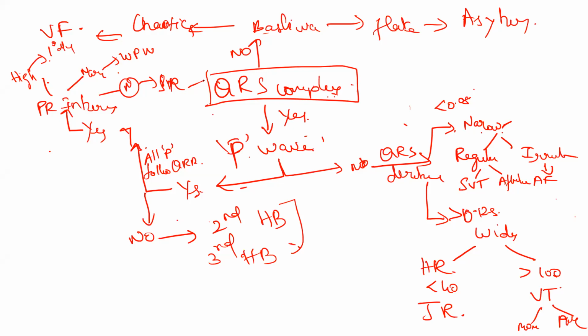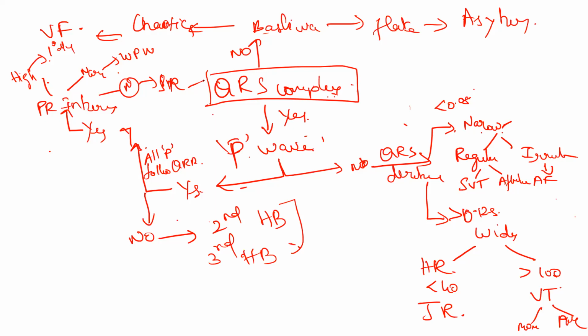Okay, now QRS complex is present. Next question you're going to ask is whether there is a P wave. If it is no, next question, what is the QRS duration? Narrow, wide. If it is narrow, whether the rhythm is regular or irregular. Irregular rhythm, narrow complex QRS duration, atrial fibrillation. Regular narrow complex QRS, SVT or atrial flutter. If you have sawtooth waves, flutter. If you don't have sawtooth waves, it will be SVT. Coming to wide complex QRS duration, heart rate less than 40, junctional rhythm, more than 100, ventricular tachycardia.